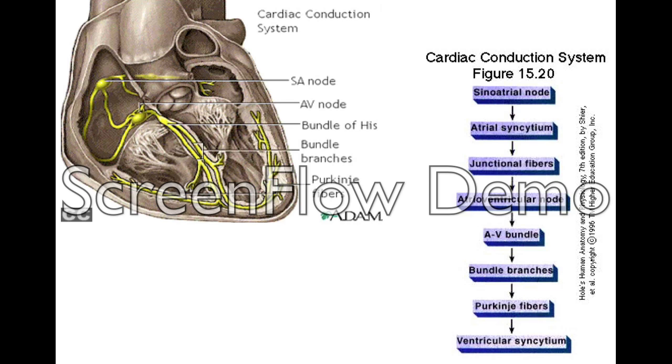Also, an important part of the cardiac conduction system is the junctional fibers. They help the SA node communicate with the AV node. These junctional fibers are specialized cardiac muscle cells. They are long and thin, and they carry an action potential from the SA node to the AV node.